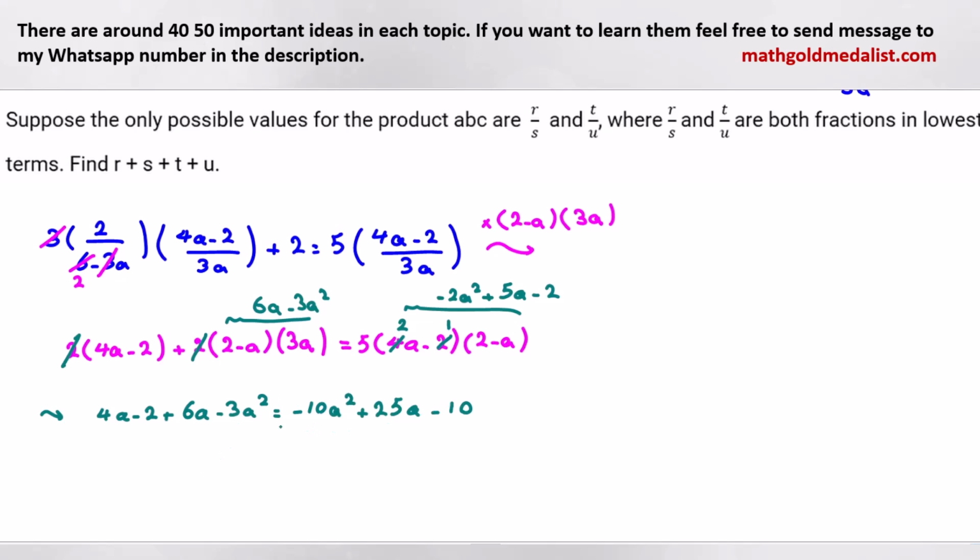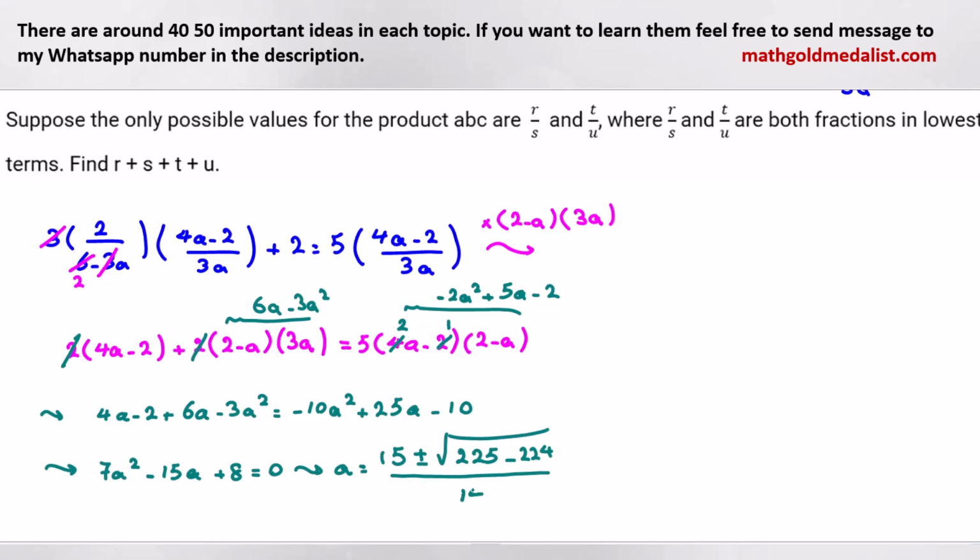Now if we take all things to left hand side, 10A squared minus 3A squared will be 7A squared. 4A, 6A, 10A, negative 25, negative 15A, minus 2, 10 minus 2, which will be 8, is equal to 0. Now, we should use the quadratic formula. A will be negative, negative 15, 15 plus minus square root of 15 squared, which is 225, minus 4AC, 4 times 8, 32. 32 times 7, 7 times 2, 14, 7 times 3, 21, plus 1, 22. Okay. Now we should divide it by 2 times 7, 14.